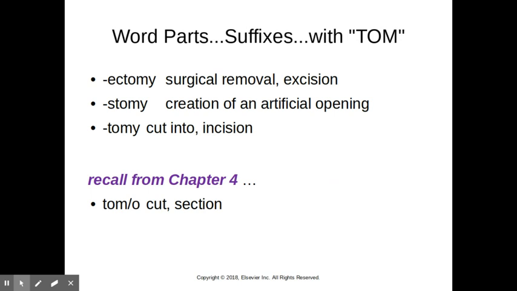Now here's some extremely important suffixes. You will use these in the rest of the chapters. We have ectomy, which is surgical removal or excision. You have a stomy. So anytime you make an artificial opening, it's a stomy. Then you have a tomy, which is anytime you cut into something or incise. From chapter 4, you have tomo, which means to cut or section. So a dermatotome, all right, that's an instrument used to cut skin.